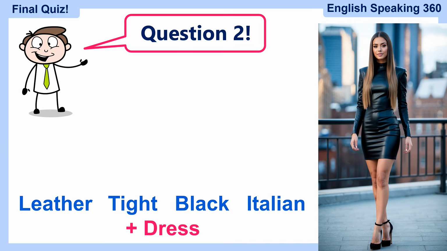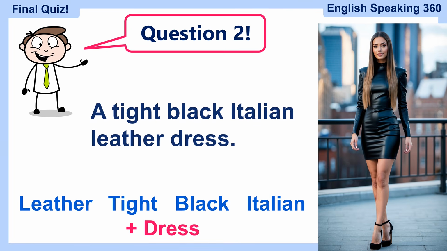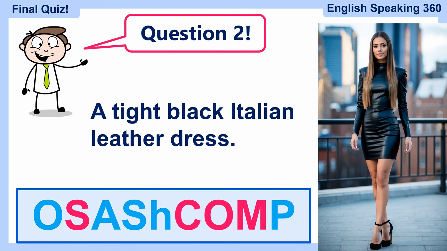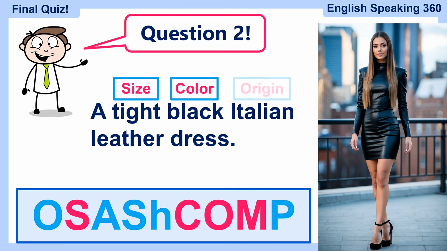Question 2. Leather, tight, black, Italian. And we're talking about the dress here. The sentence you should have made is a tight black Italian leather dress. Let's take a look at OSASCOMP. Do you remember? S stands for size. C, color. O, origin. M, material. And finally, dress. Did you get it right? I hope so. This one was a little hard.